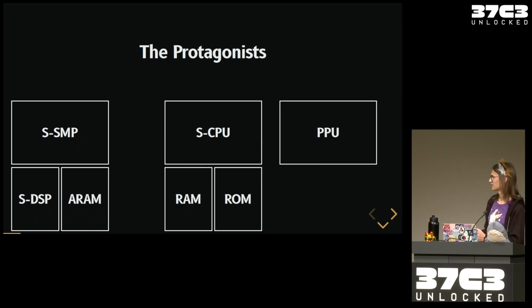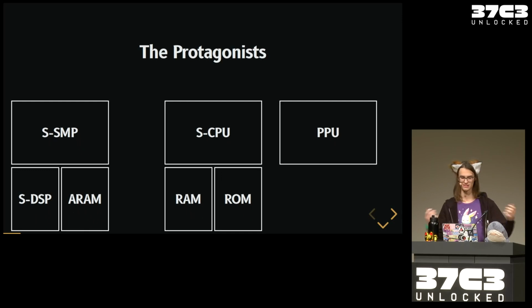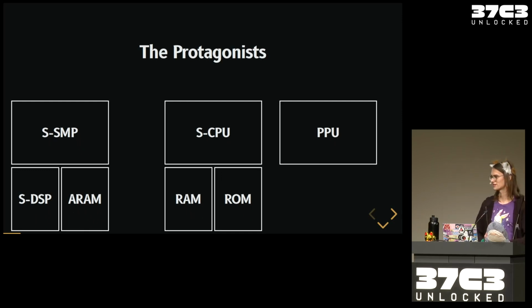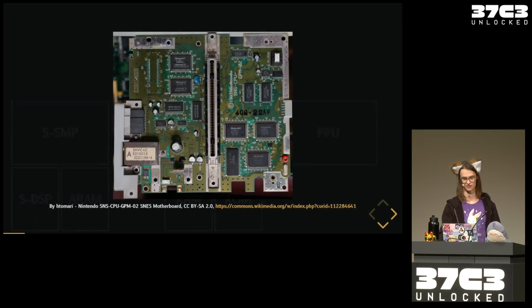On the audio side, that's actually completely different because the S-SMP is a full general purpose microprocessor which talks to the synthesizer chip, the S-DSP. It has its own memory space with RAM, and it doesn't have access to any of the cartridge memory. So for some reason they decided that an audio coprocessor was necessary, and that makes this architecture very interesting.